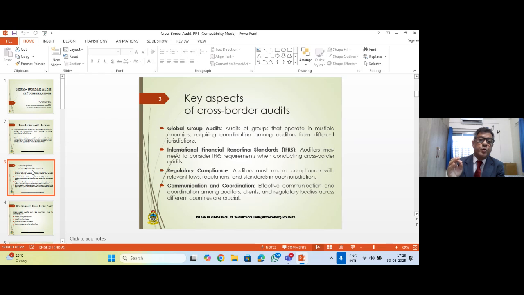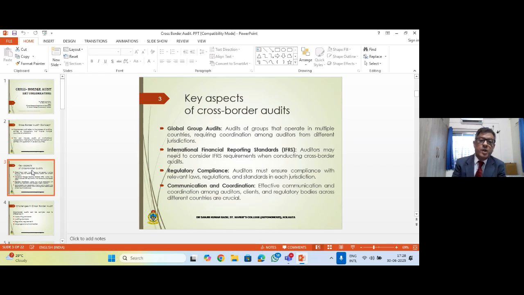So the first point I have told is the coordination among the global auditors, that is, the group auditors. Second one is the compliance with international financial reporting standards. Third one I have talked about, regulatory compliances. And the fourth one is communication and coordination. And you may be surprised to know that some of the countries maintain their books of accounts in their own languages. It is not compulsory that they maintain their books of accounts only in English.